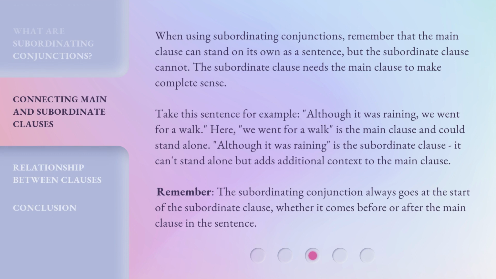When using subordinating conjunctions, remember that the main clause can stand on its own as a sentence, but the subordinate clause cannot. The subordinate clause needs the main clause to make complete sense. Take this sentence for example. "Although it was raining, we went for a walk." Here, "we went for a walk" is the main clause and could stand alone. "Although it was raining" is the subordinate clause. It can't stand alone but adds additional context to the main clause. Remember, the subordinating conjunction always goes at the start of the subordinate clause, whether it comes before or after the main clause in the sentence.